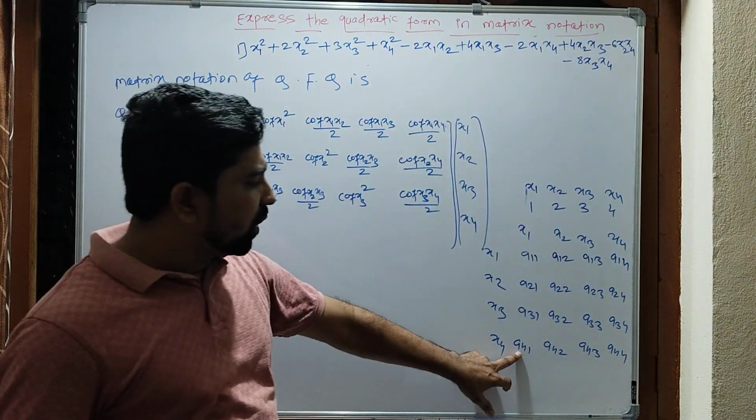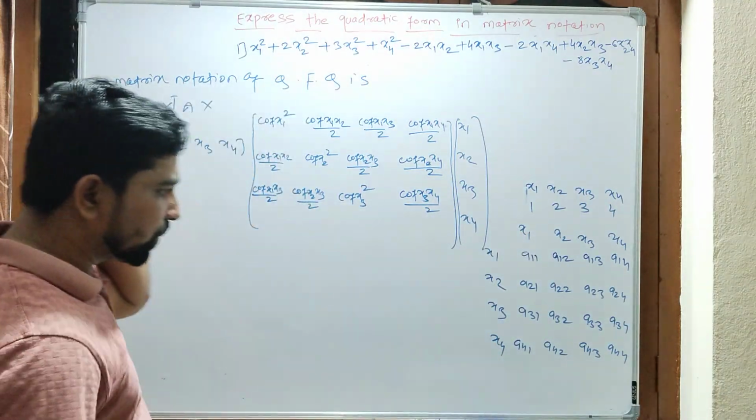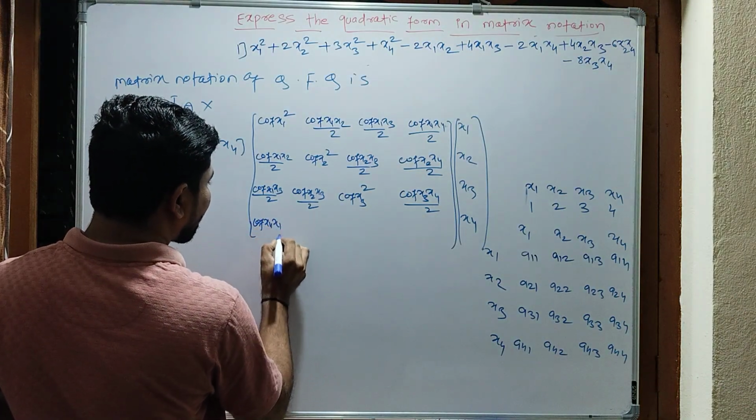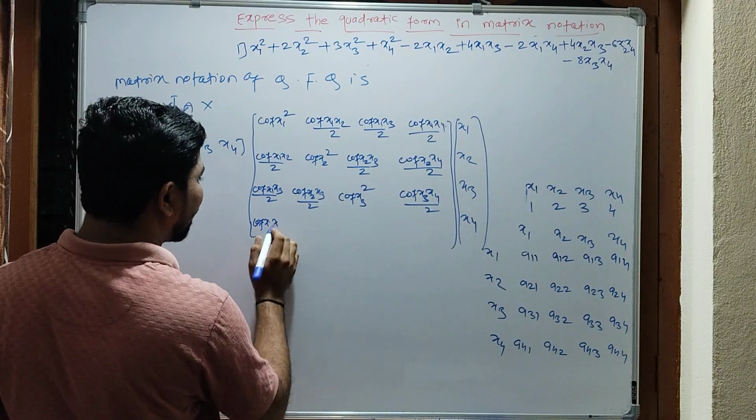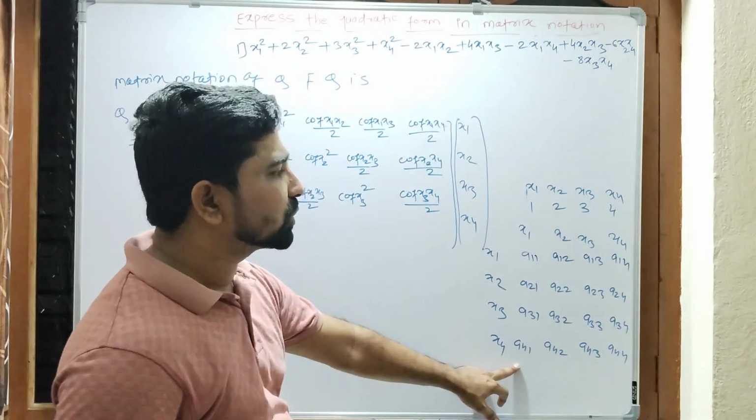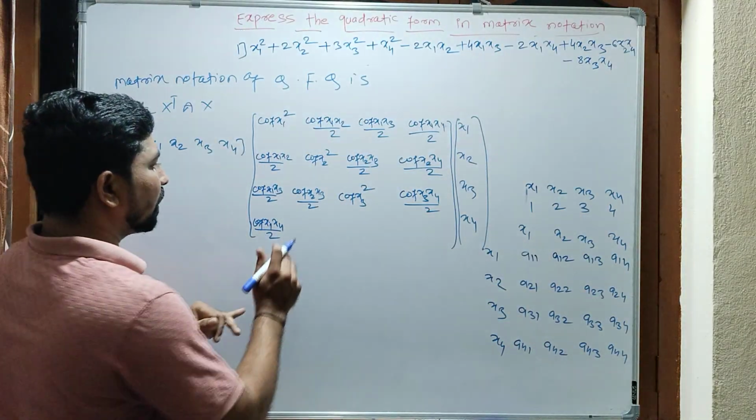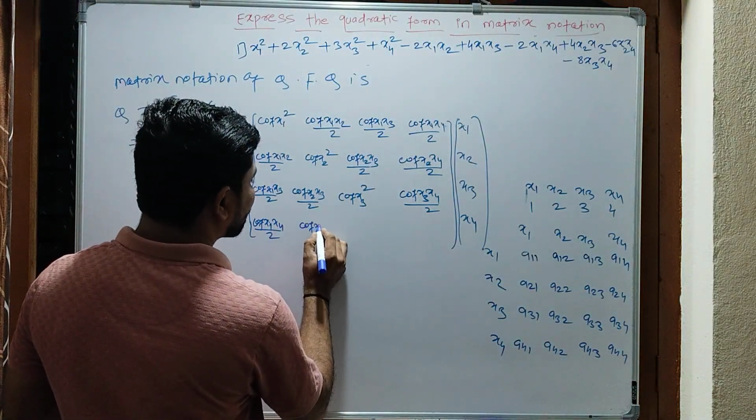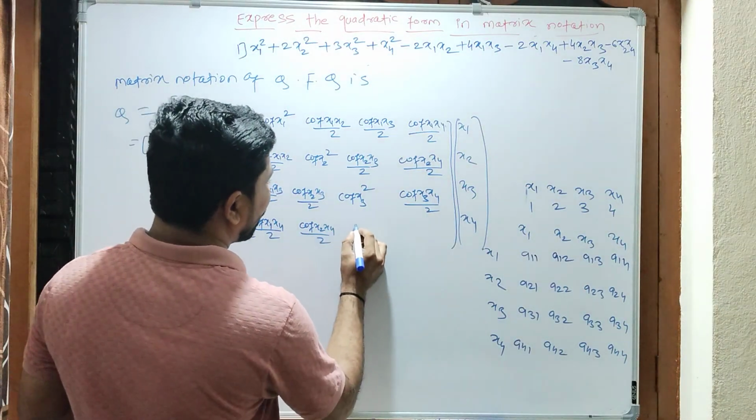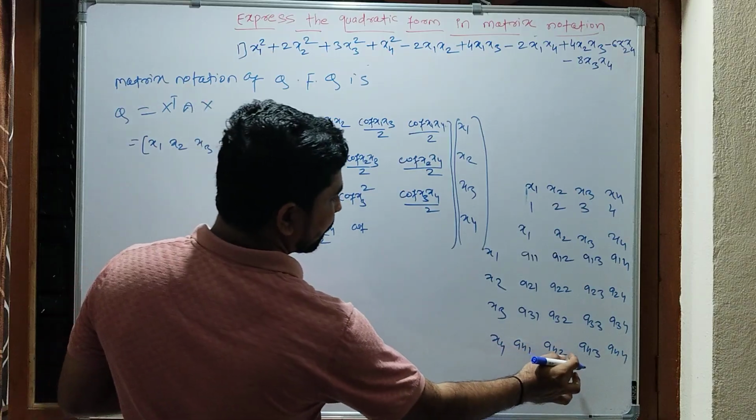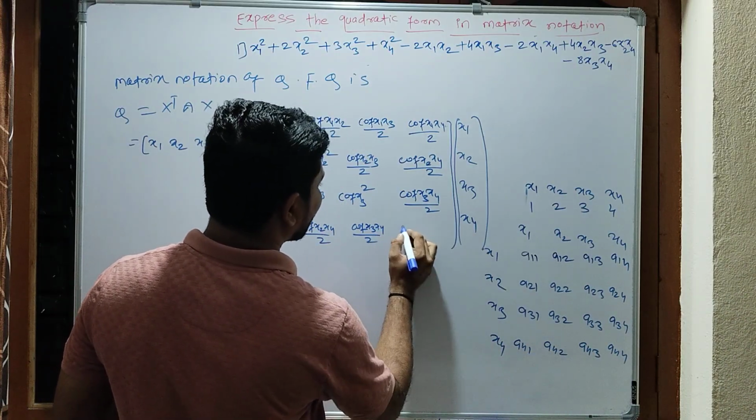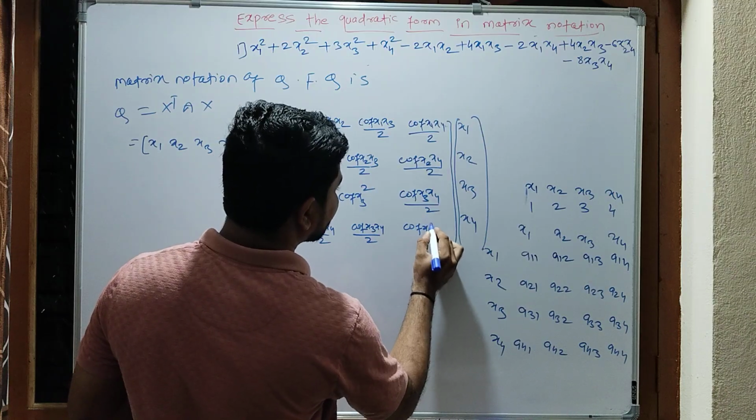Now the fourth row, x4 and x1. The coefficient of x4 x1 is the coefficient of x1 x4 divided by 2, because x4 x1 is the same as x1 x4. Then the coefficient of x4 x2, that is x2 x4, divided by 2. Then the coefficient of x4 x3 divided by 2. Then the coefficient of x4 square.